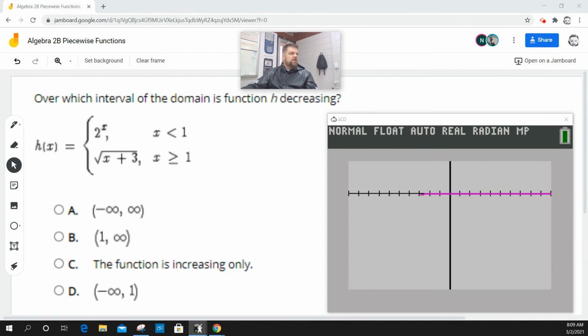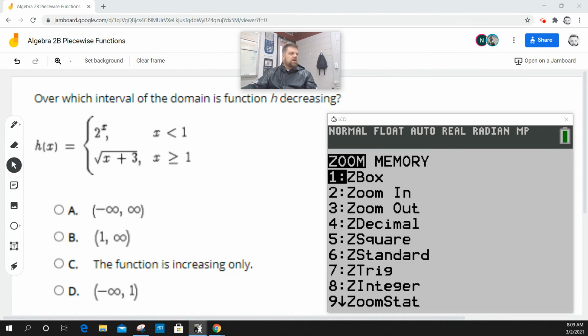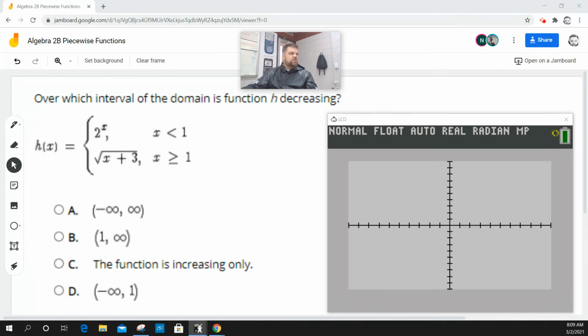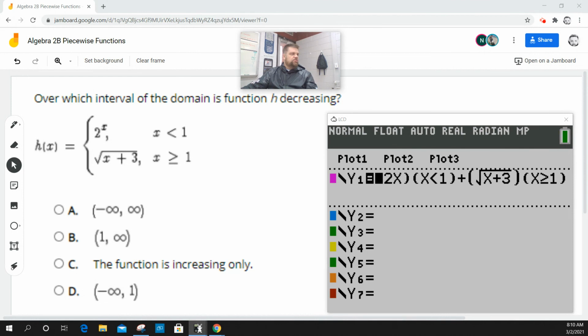Yep, so I'm going to hit zoom. I'm going to start with the standard zoom, see what we get. Oh yeah, that's much better. You know what? I think I entered that it's 2 to the x. So this one, I've got to put my x up here like this. Now graph it.